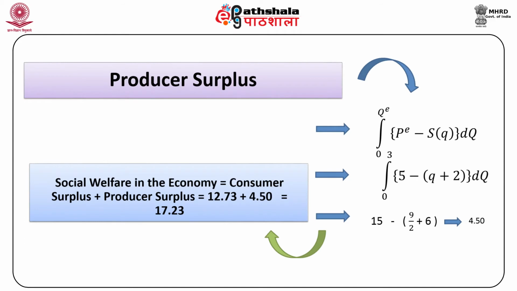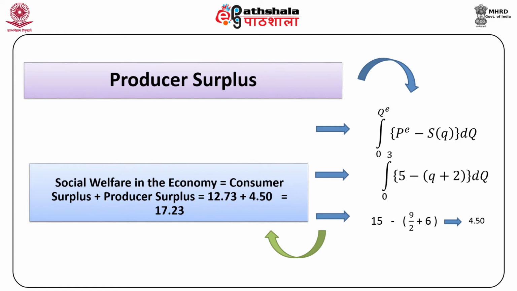Similarly, producer surplus is equal to integral ranging from 0 till QE of (PE minus S(Q)) dQ, which is equal to integral ranging from 0 to 3 of (5 minus (Q plus 2)) dQ, which is equal to 15 minus 9 by 2 minus 6, getting equated to 4.5. Social welfare in the economy is given by consumer plus producer surplus and is equal to 12.73 plus 4.5, which is equal to 17.23.